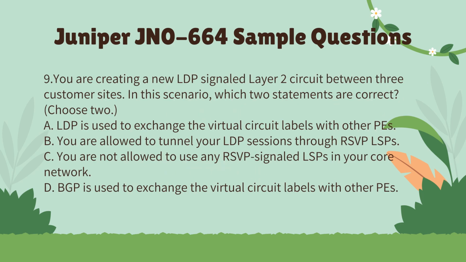9. You are creating a new LDP signaled Layer 2 circuit between 3 customer sites. In this scenario, which two statements are correct? Choose 2. A. LDP is used to exchange the virtual circuit labels with other PEs. B. You are allowed to tunnel your LDP sessions through RSVP LSPs. C. You are not allowed to use any RSVP signaled LSPs in your core network. D. BGP is used to exchange the virtual circuit labels with other PEs.